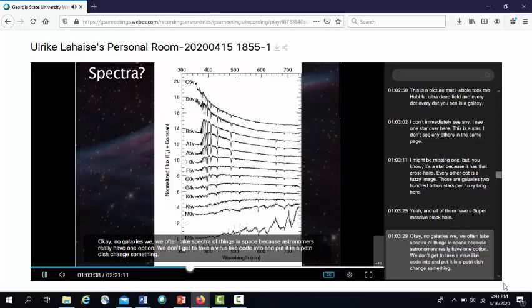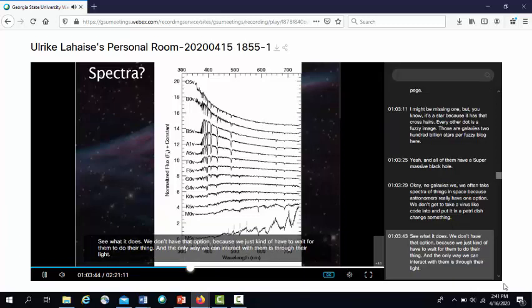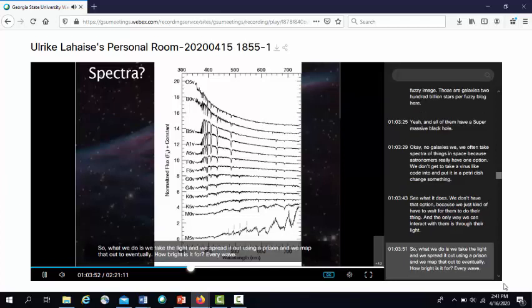We don't get to take a virus like COVID-2 and put it in a petri dish, change something, see what it does. We don't have that option because we just kind of have to wait for them to do their thing. And the only way we can interact with them is through their light. So what we do is we take their light and we spread it out using a prism. And we map that out two-dimensionally. How bright is it for every wavelength?